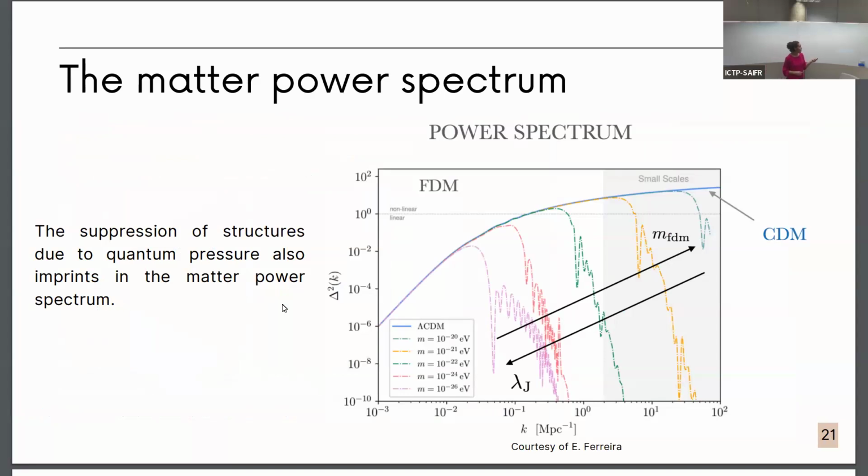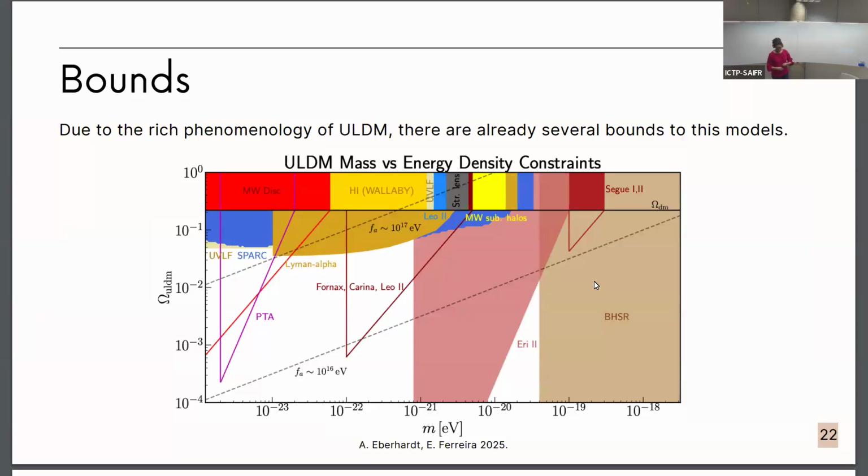matter power spectrum. Here we can see that the suppression is very dependent on the mass. So the bigger the mass of the ultralight dark matter, the smaller the scales in which the suppression will show up. And through the rich phenomenology of these models, there are already a lot of observational bounds on it.